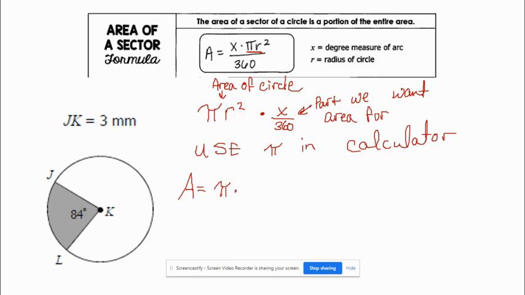pi times, now we've got to identify our radius. Now, sometimes they'll label them on the picture for you, but that isn't always the case. So if we look up here, they say JK is equal to 3 millimeters. So this line right here is 3 millimeters. And if you look carefully, I'm pretty confident you all will see that that is in fact a radius. So we're going to do pi times 3 squared, so pi times radius squared.